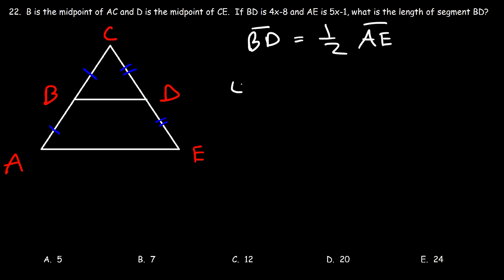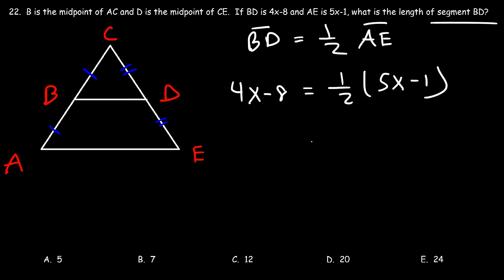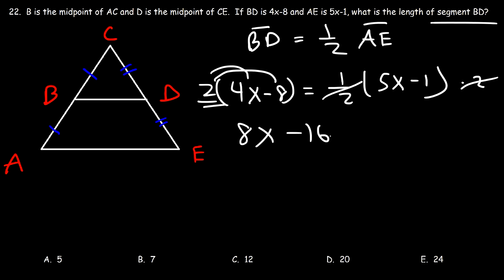Now we know that BD is 4x minus 8, and AE is 5x minus 1. So if we can calculate the value of x, we can determine the length of segment BD. So let's multiply both sides by 2 to get rid of the fraction. 1/2 times 2 is 1. Now let's distribute the 2. 2 times 4x is 8x. 2 times negative 8 is negative 16. And so that's going to be equal to 5x minus 1.